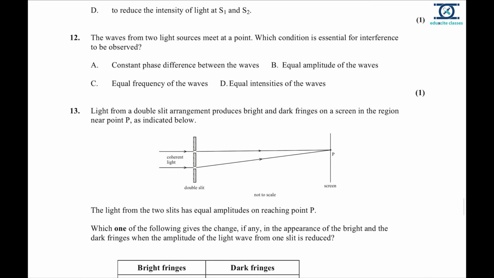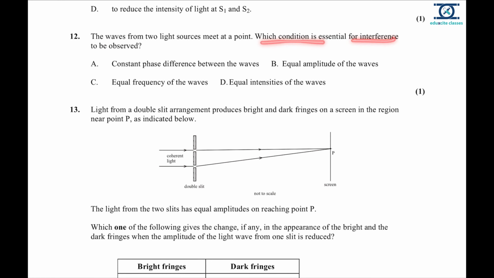Okay, next question is which condition is essential for interference? So for interference, you should have a constant phase difference between the waves. That is the direct question. Okay, so you have to remember this.